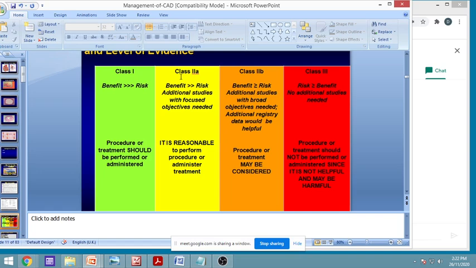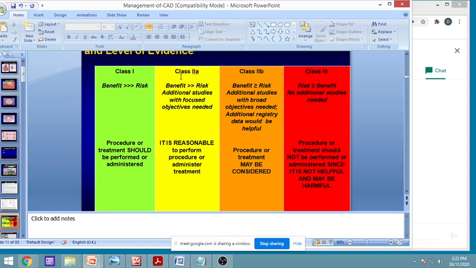Here, for class 1, the procedure or treatment should be performed or administered. This is the first choice. Class 2A becomes the second choice. It is reasonable to perform the procedure or administer the treatment because it is beneficial. The third one, class 2B, can be considered, it may be considered. And the fourth, class 3, is where risk may be greater than benefit. No additional studies are needed.